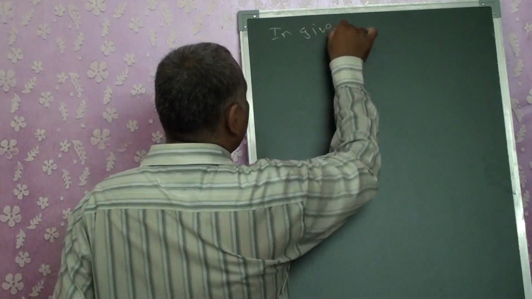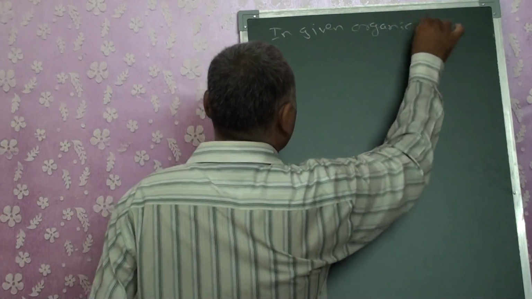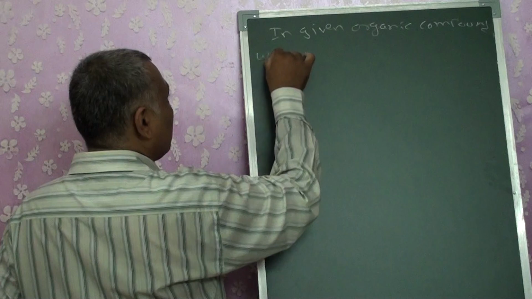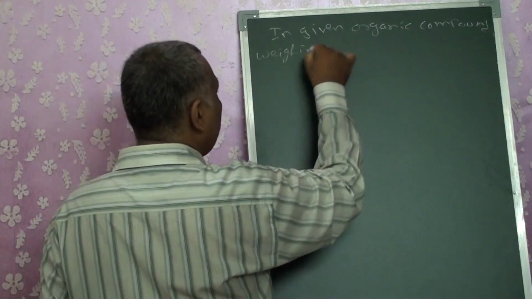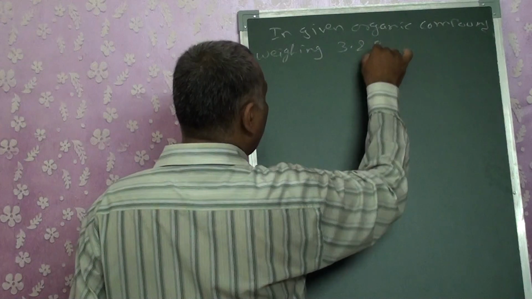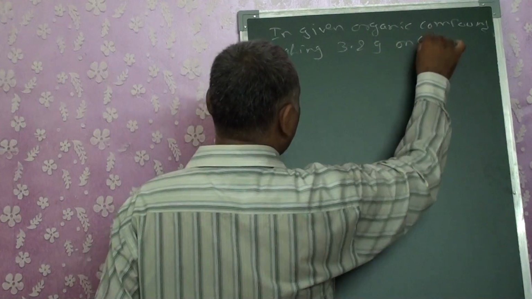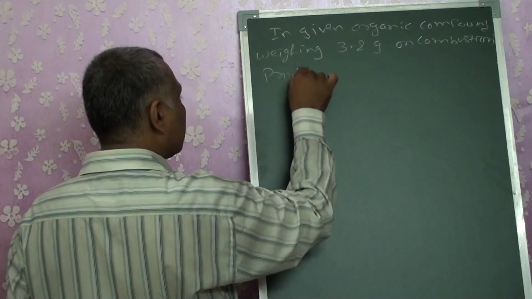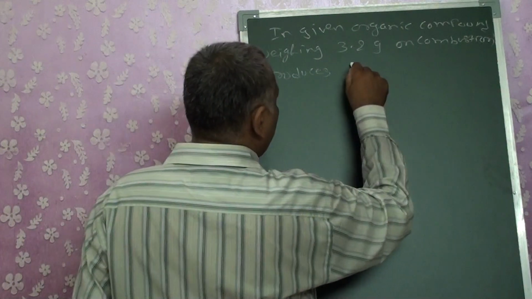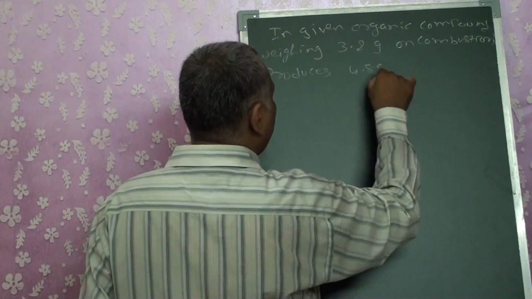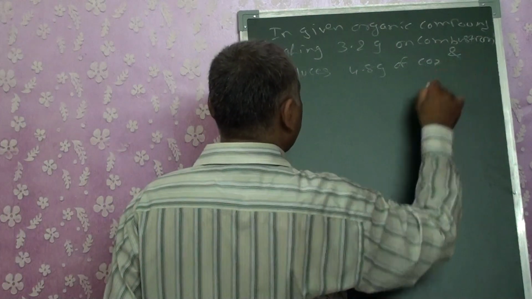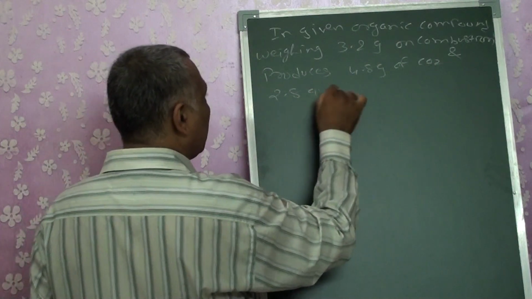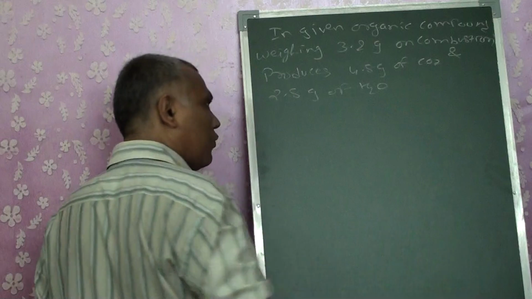a given organic compound weighing 3.2 gram on combustion produces 4.8 gram of carbon dioxide and 2.8 gram of water.